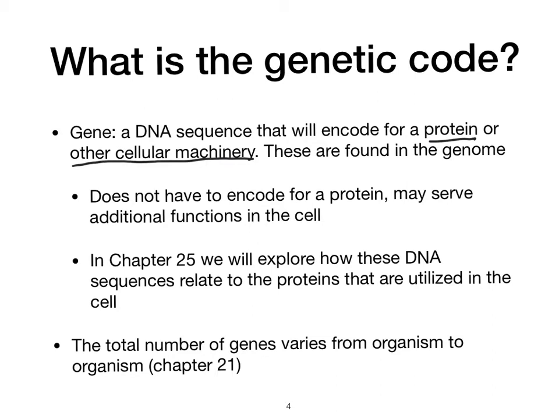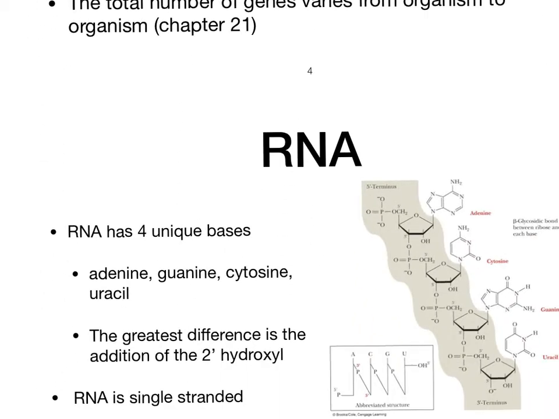In chapter 25, which is the one after this, we will discuss how DNA sequences and the RNA sequences relate to the proteins that are utilized. In chapter 21, we learned that the total number of genes varies from organism to organism, but the structure of genes is going to be the same.